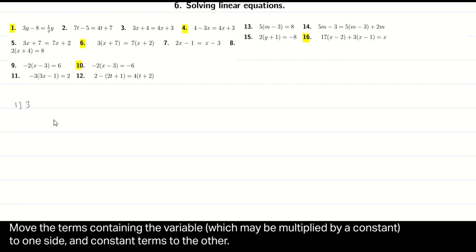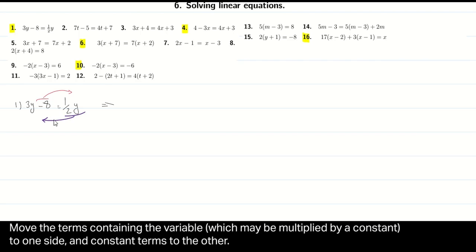We have 3y minus 8 is equal to 1 over 2 times y. As you see in here, we have three terms: 3y, negative 8, and 1 over 2 times y. Two of them are variables and one of them is constant. So I'm just going to move the constant to the right-hand side, and I'm going to move the 1 over 2 times y to the left-hand side. So on the left-hand side, we have only variables, and on the right-hand side, we have only constant.